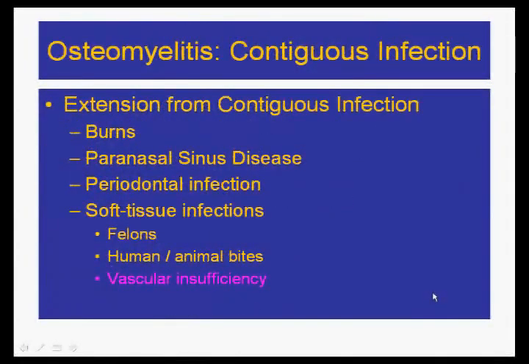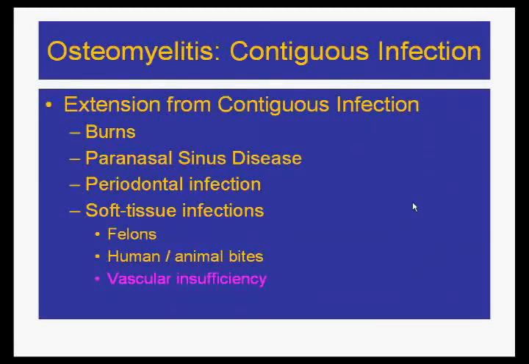Okay, now the next type of osteomyelitis is that which flows from contiguity, infection in tissues that are contiguous with the bone. These would be patients who have extensive burns and have lost their ability to have soft tissue integrity protecting the bones. Paranasal sinus disease, which gives you cranial osteomyelitis. Periodontal infection, which also gives you cranial osteomyelitis. And then soft tissue infections like felons, which give you finger osteos. Human and animal bites give you two different kinds of osteomyelitis.